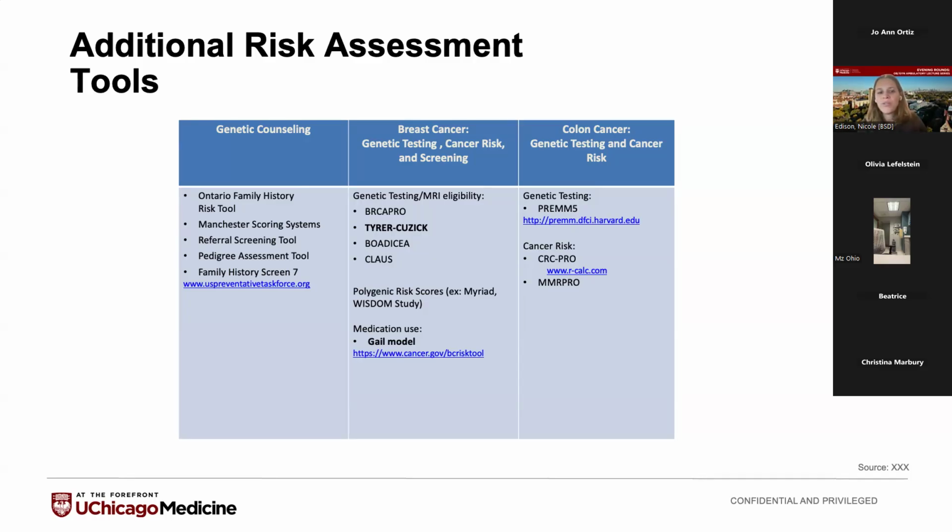That's something that we should flag because this patient is eligible for MRIs. They may or may not want to do genetic testing to make sure they don't have a mutation. And it is usually listed out there.